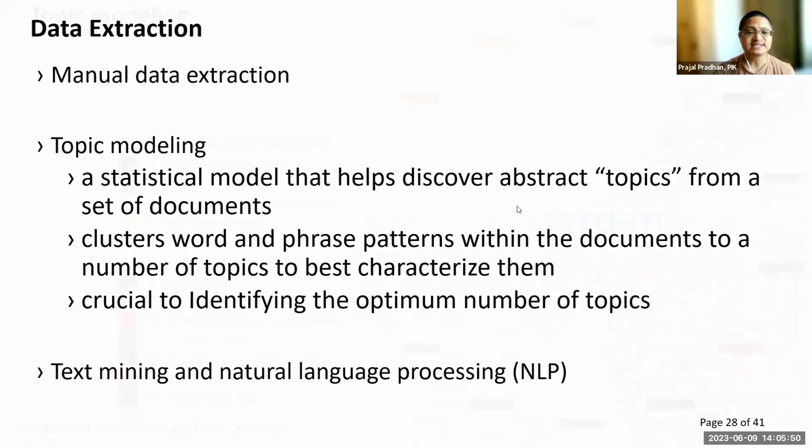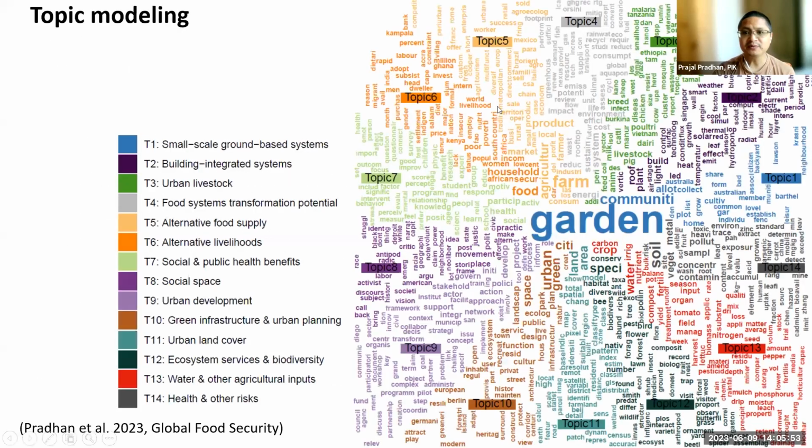Here is an example. This is a paper that was published only yesterday. Here we looked at urban agriculture based on the literature search that I showed before. We started with around 70,000 records when we combined Web of Science and Scopus. Then we removed the duplicates, screened the papers for relevancy, and used machine learning to identify the relevant papers.